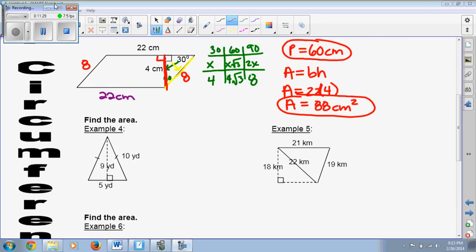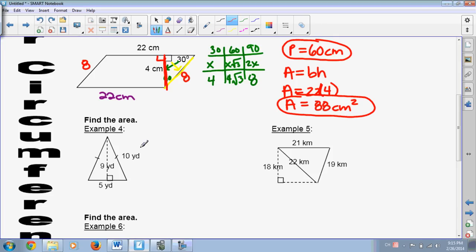Okay, we're going to go ahead and move on to our third flap, which is triangles. We're just finding the area of these two triangles, not the perimeter. Remember, area of triangles is 1/2 base times height. So in our first triangle, our base is just 5.